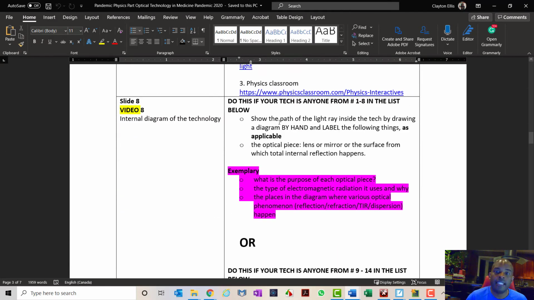Slide 8 is where you're drawing a diagram that shows how the light ray travels in order to produce an image or something like that. Now this one, we're going to be really easy with the marking. So just make an attempt. We didn't spend a lot of time on doing diagrams because we weren't together. So I understand if your diagram doesn't make a lot of sense.